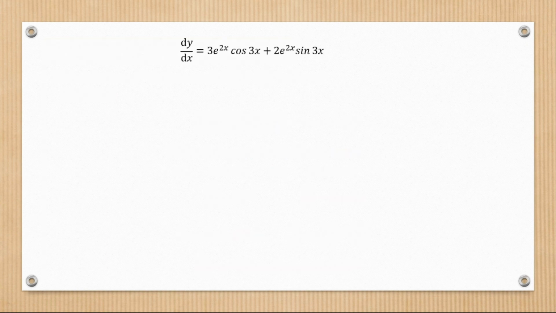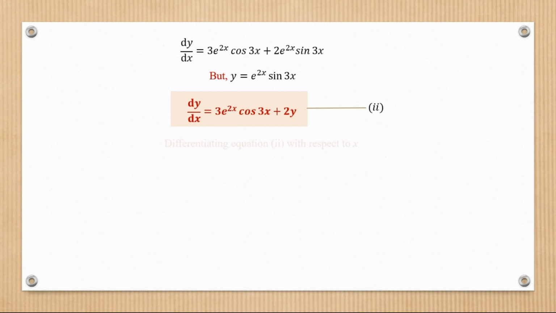Now when we multiply those, we are left with dy dx being equal to 3e2x cos 3x plus 2e2x sin 3x. But then I want you to observe something. The goal is also to preserve the value of y. These values right here are equal to the value of y, because y is equal to e2x sin 3x. So we're going to substitute that with y. We'll now have dy dx being equal to 3e to the power 2x cos 3x plus 2y. This shall be equation 2. The next step shall be to get that second derivative.